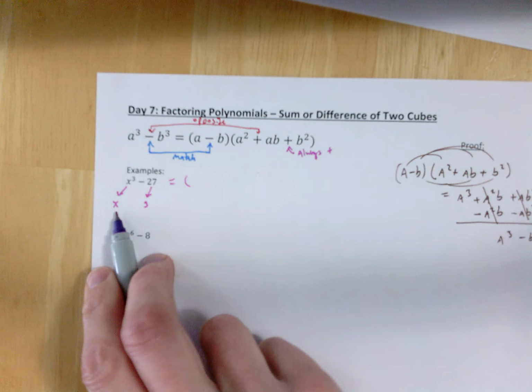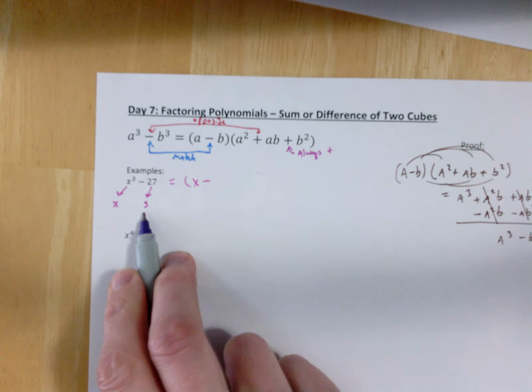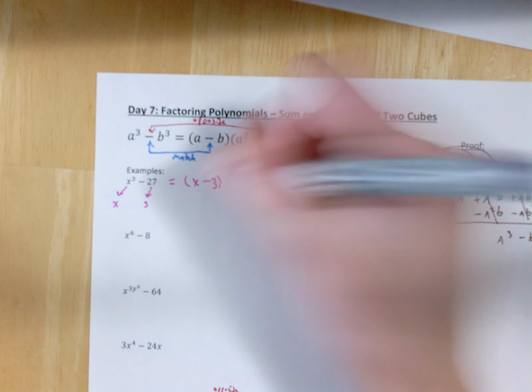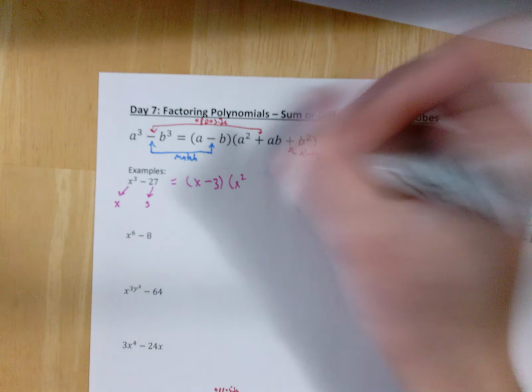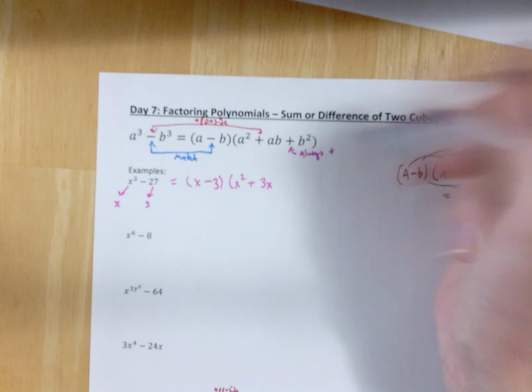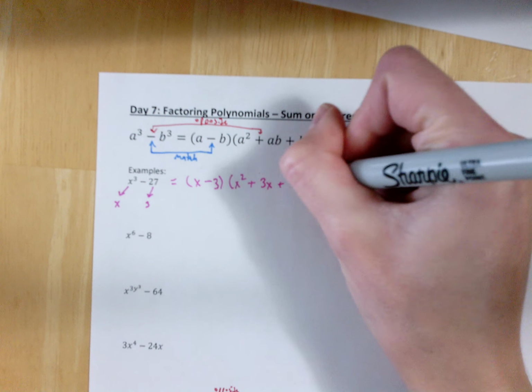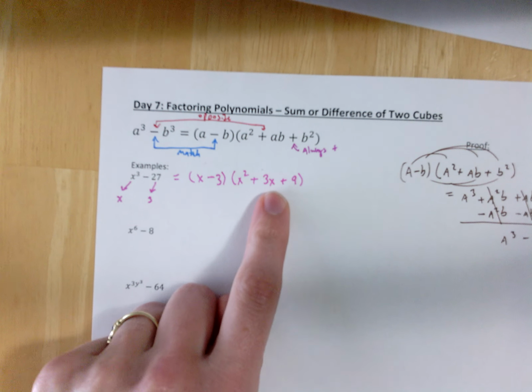So it's the first thing, x, matching sign, the second thing, 3, right? And then the first thing squared, so x squared, opposite sign, product of the two things, so 3x, and then plus the second thing squared, so plus 9. Okay, and that's it. All right, this will never factor farther.